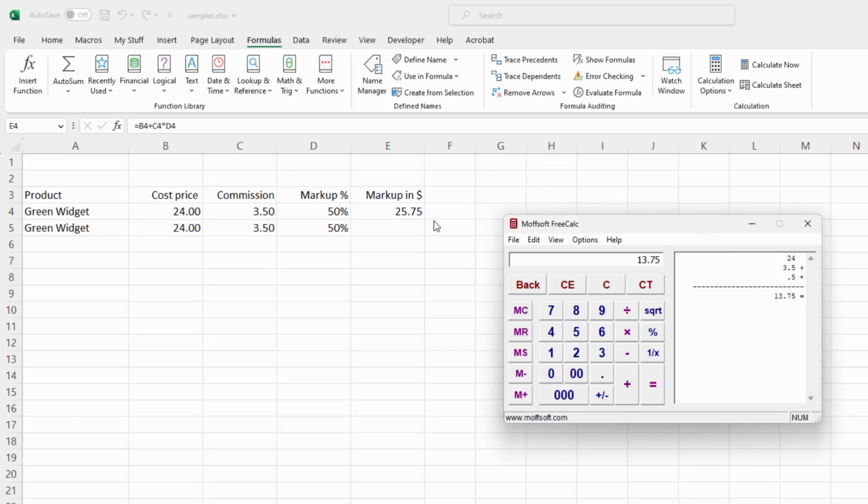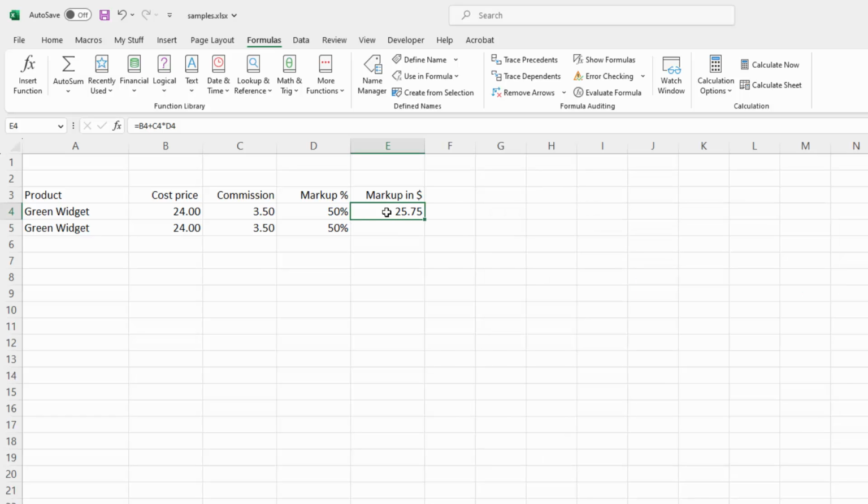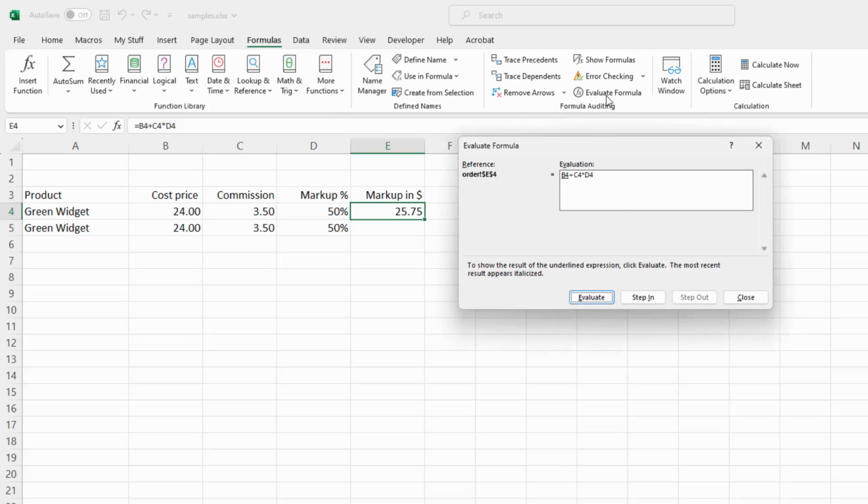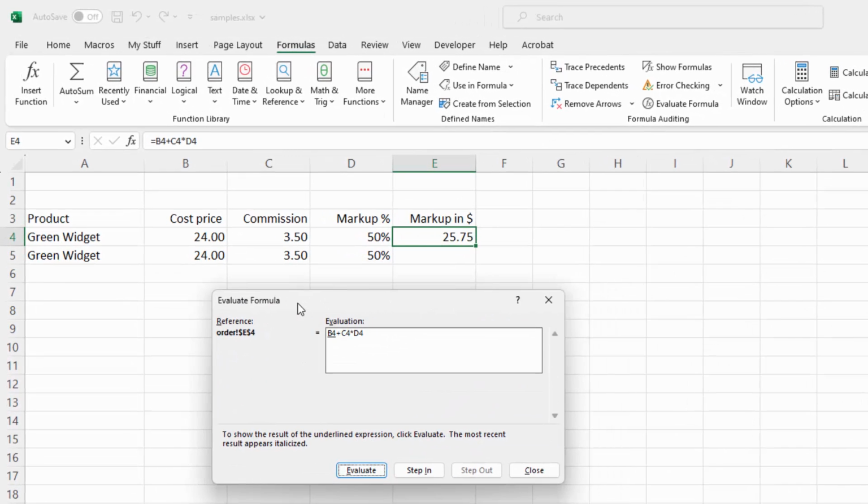So what's happening inside Excel? Let's have a look at this. I have this formula selected. I'm on the formulas bar here, and there's an option here for evaluate formula. And that just helps us understand what's actually going on here, because Excel's going to work through this formula step by step to show us what it's doing. So I'm going to click on evaluate.